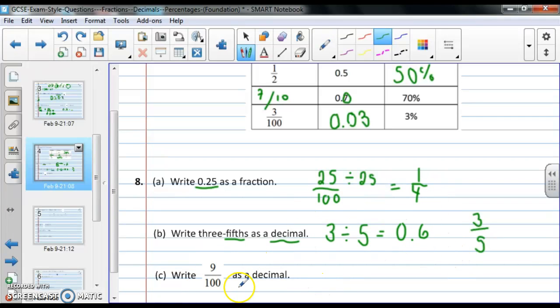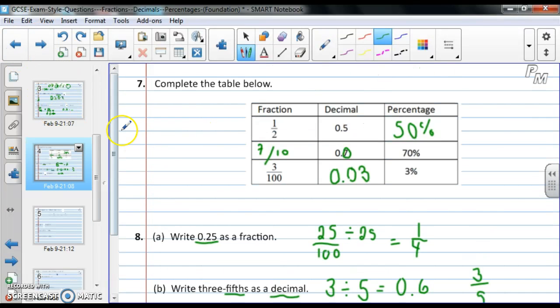And 9 out of 100 as a decimal. Again, I want you to think about your place value, so pause the video and give yourself a second to go through and write that out for me. Okay, and if I've got 0.09, because remember, again, we want the hundredths place. This is our tenths, this is our hundredths. That means that we need a 0 in the tenths place and a 9 in the hundredths.